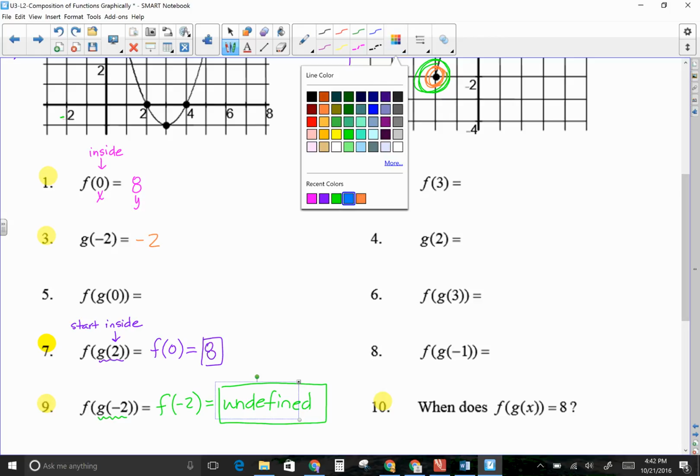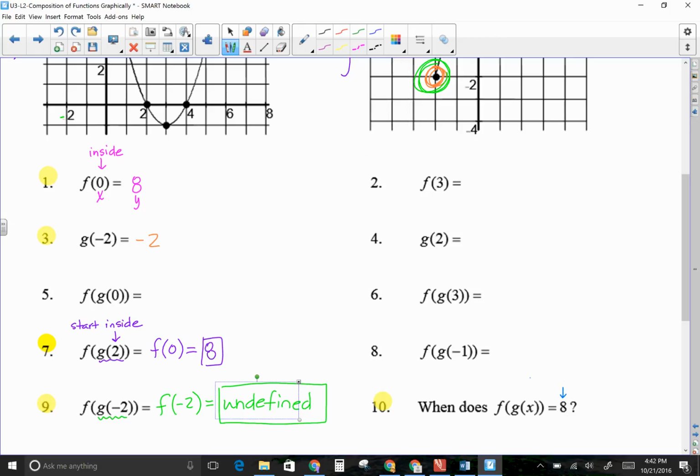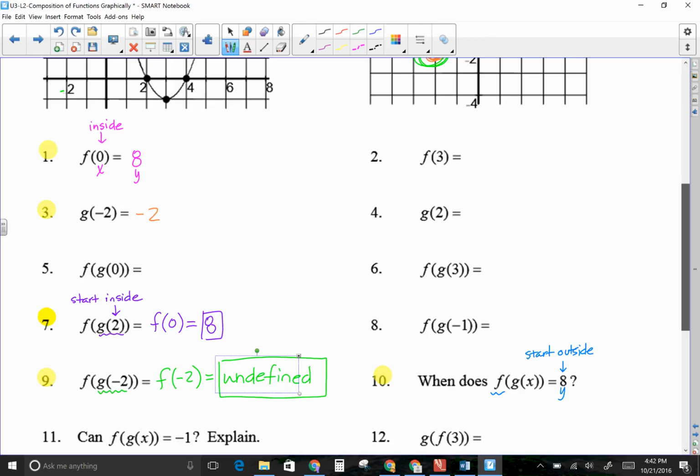And number 10 says, when does f of g of x equal 8? Well, notice here that this 8 is on the outside, so that means what I gave you was on the outside, so you're going to start on the outside of the function. And remember that this is the y value. Over here, when it's inside, that's the x value. So when I start outside, I'm going to start with that function on the outside. So I am looking, where is my f function equal to 8?